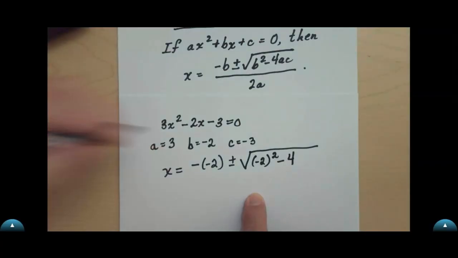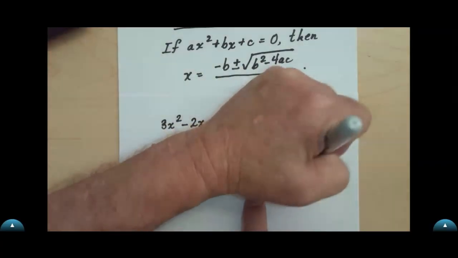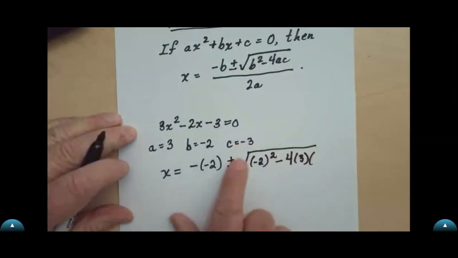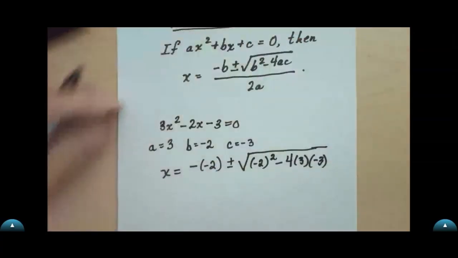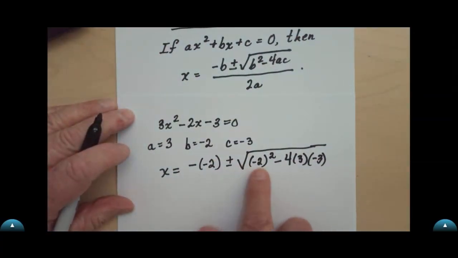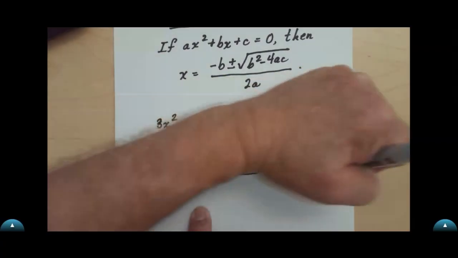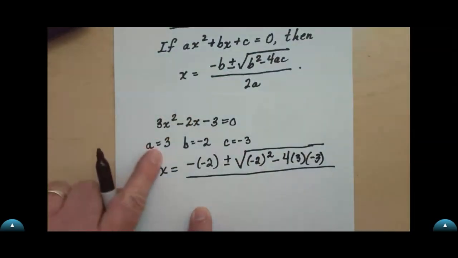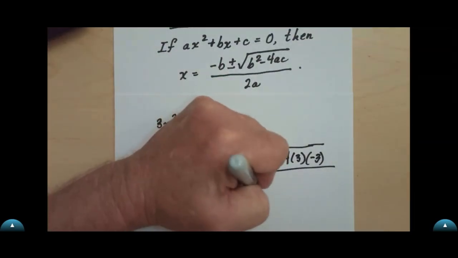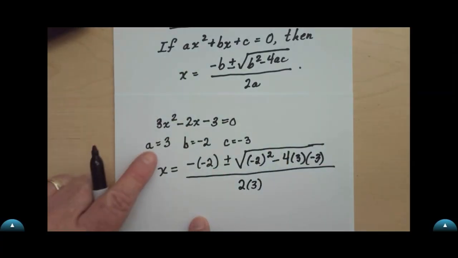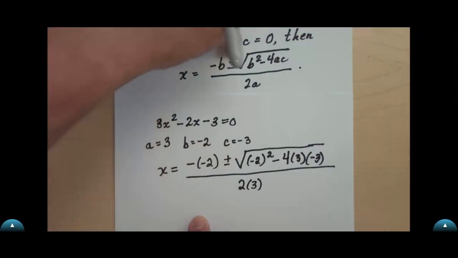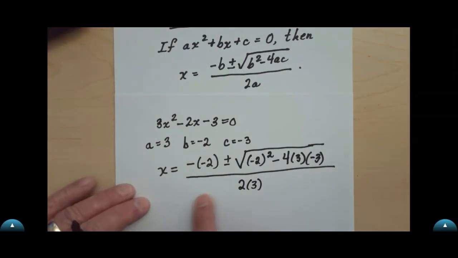Well, our value of a is 3, times c, right? And our value of c is negative 3. So there's the square root of b squared minus 4 times a times c part, and that's all over 2 times a, and our value of a is 3, so that's all over 2 times 3. Everybody see that? All I've done at this point is I've plugged our values of a, b, and c into this quadratic formula exactly where the formula tells me to, right?